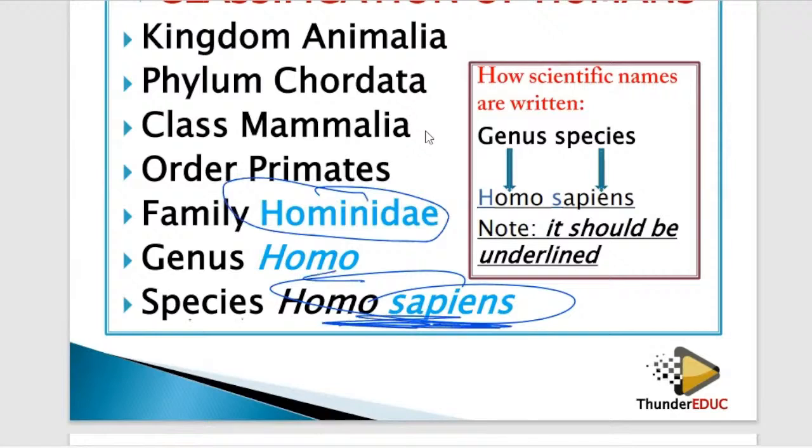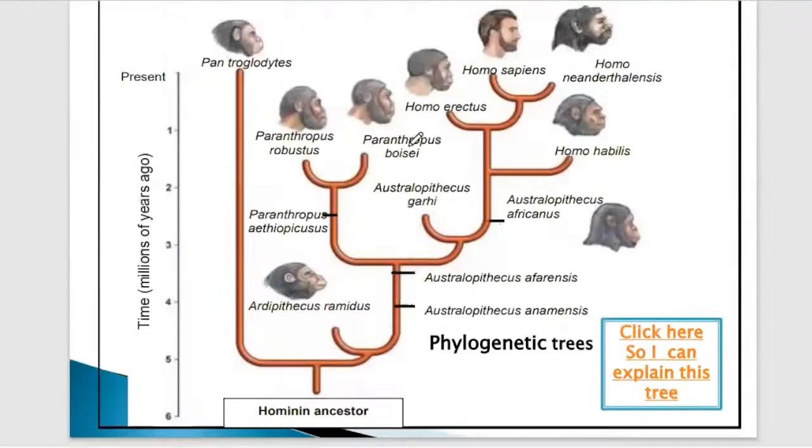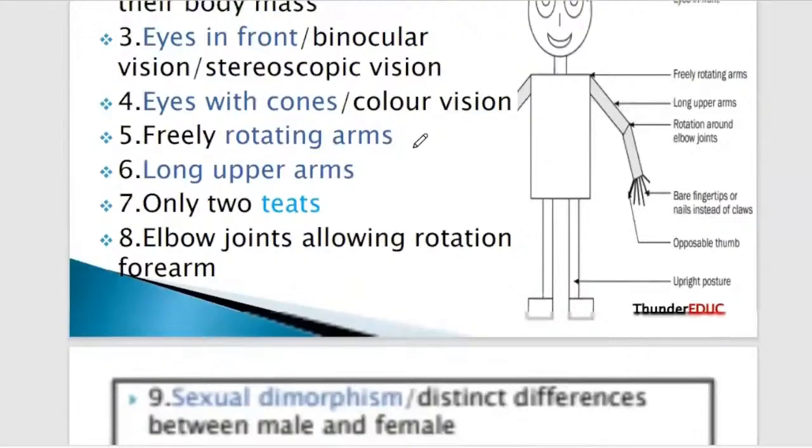So this is basically what we usually ask you about the human. Writing the scientific name: capital letter Homo, and then small letter sapiens. Yes. Phylogenetic tree, we'll talk about it at last.